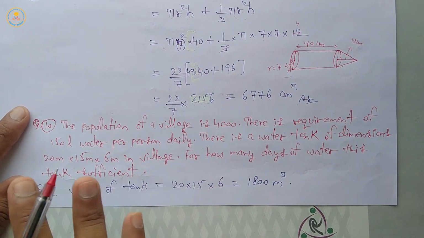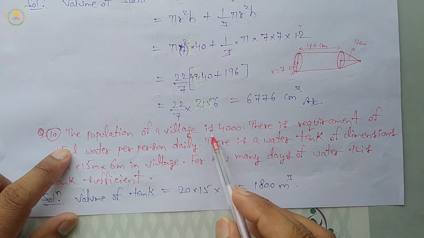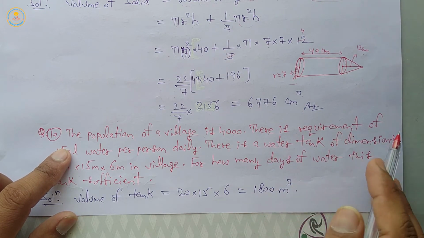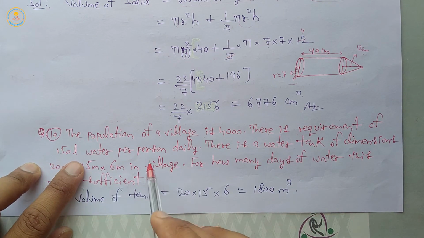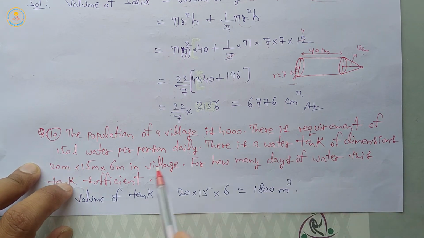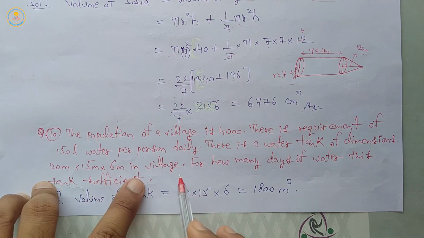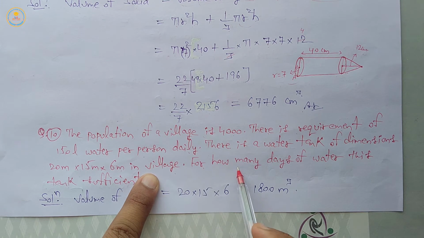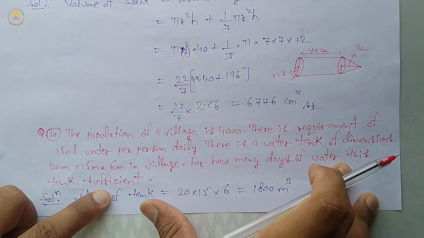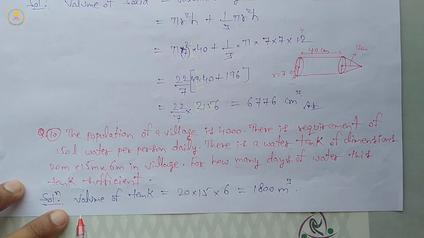Next question, question number 10. The population of a village is 4000. There is a requirement of 150 liter water per person daily. There is a water tank of dimension 20 meter, 15 meter, 6 meter in the village. For how many days is the water in this tank sufficient? Miscellaneous, question 10.